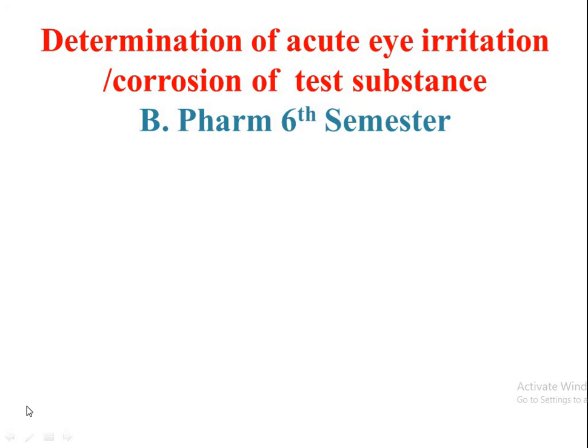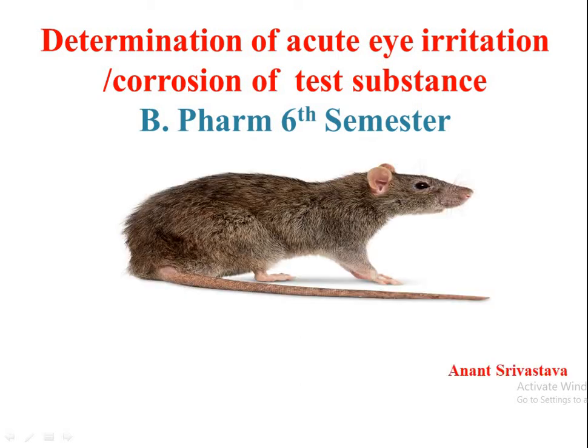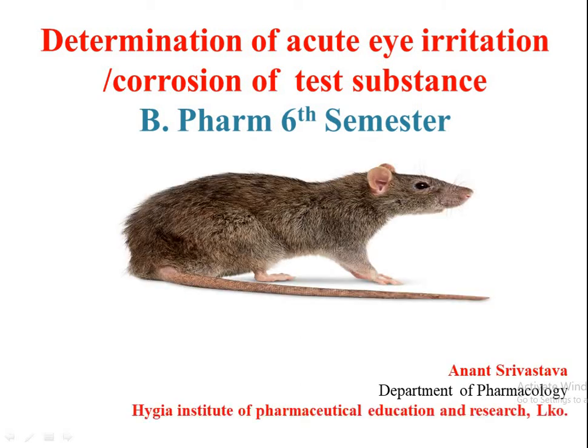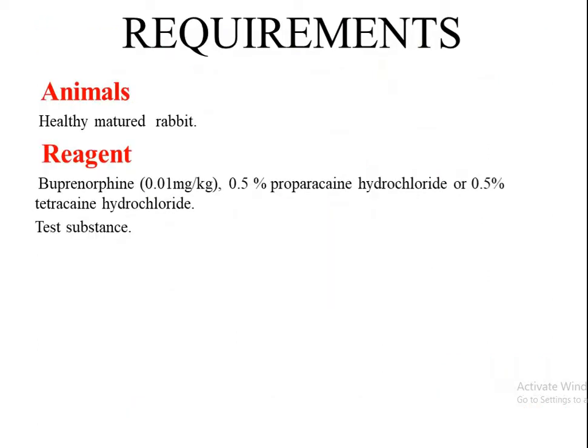Hello students, in this presentation we will talk about the experiment of B Pharmacy 6th semester, determination of acute eye irritation or corrosion of test substance. In this experiment we will talk about the various steps that we will perform throughout the experiment.